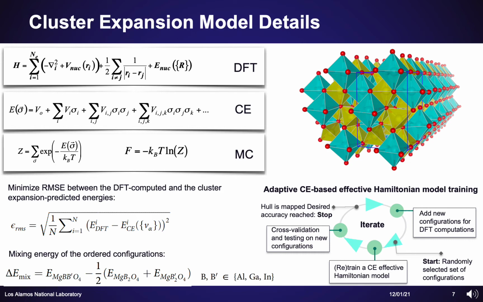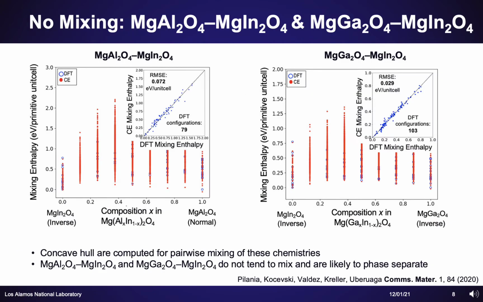We then iteratively refine the model until the entire convex hull is mapped with no new configurations predicted to be near or on the convex hull, and the desired predictive accuracy of the cluster expansion model is reached. The trained cluster expansion model is then utilized to efficiently compute the partition function, free energy, and other thermodynamic properties. So without further ado, let's take a look at the final results.